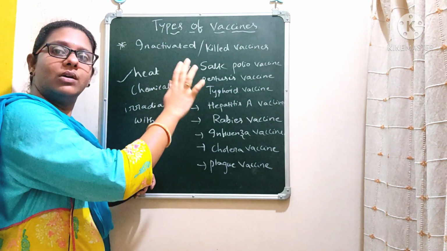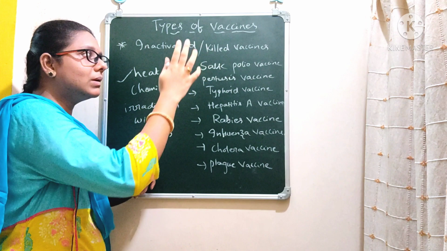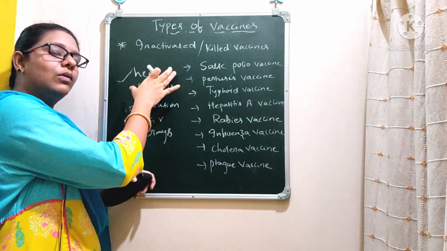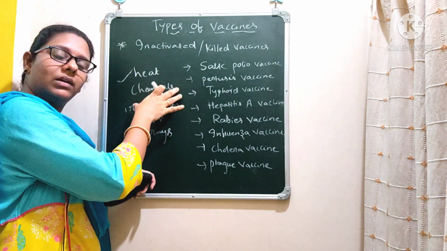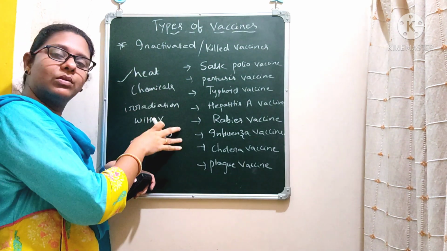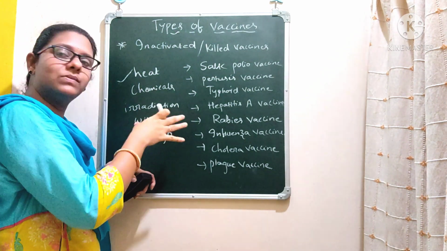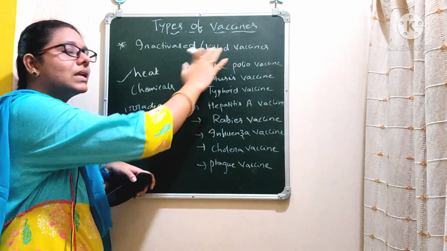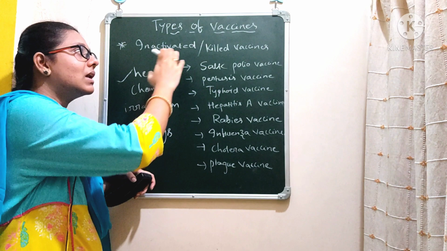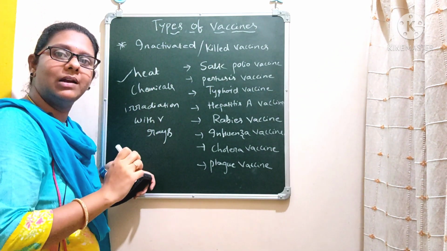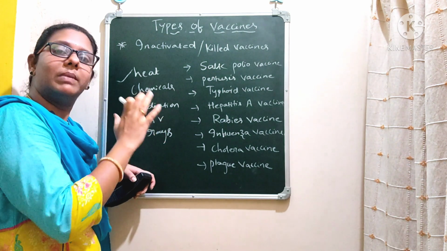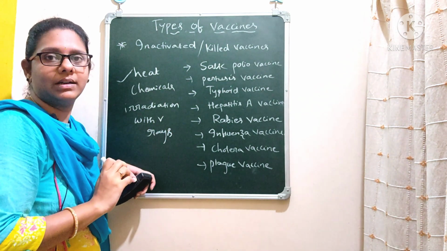So here we are going to kill that microbe, whether bacteria or a virus, by any of the methods. We can go with the application of heat, or we can use certain chemicals, or we can go with irradiation, that is with the use of gamma rays. And in this type of vaccines, that is in case of inactivated or killed vaccines, repeated doses are necessary. That is to maintain the immunological status.